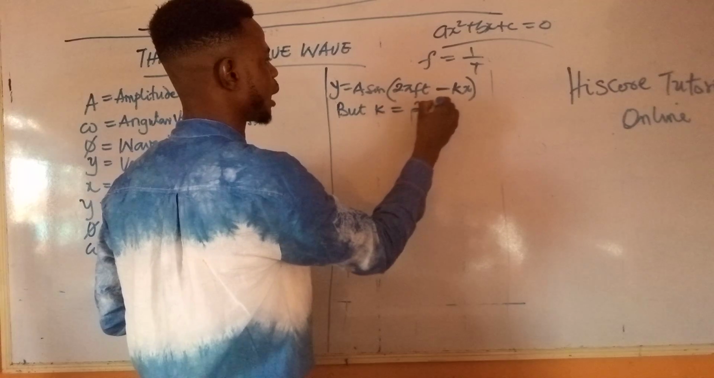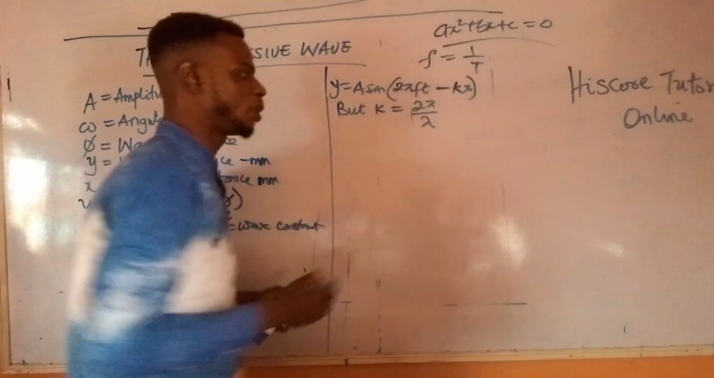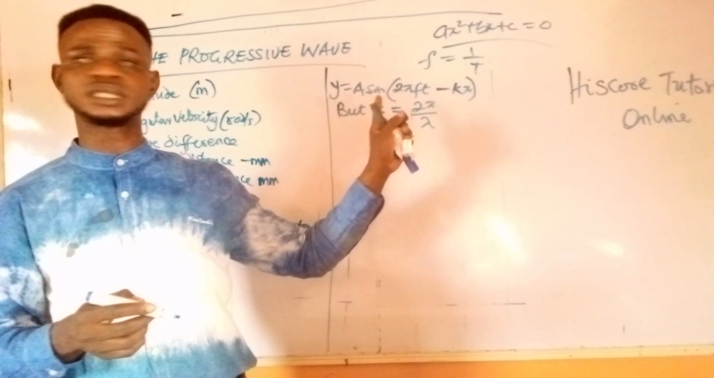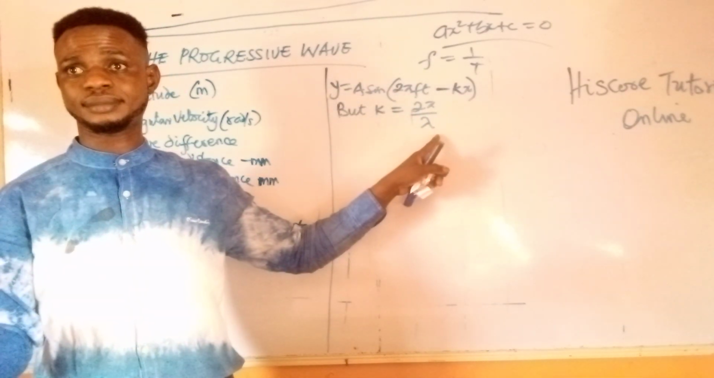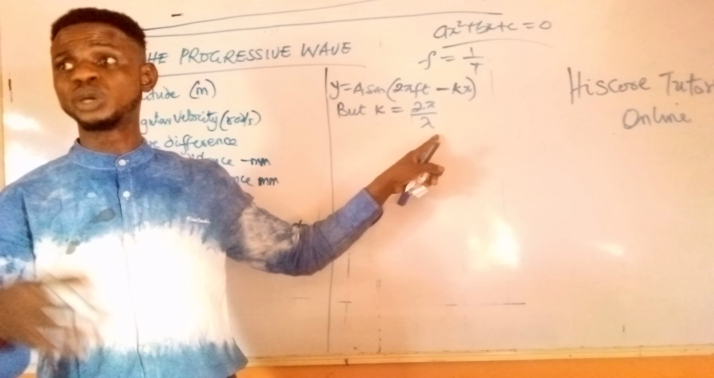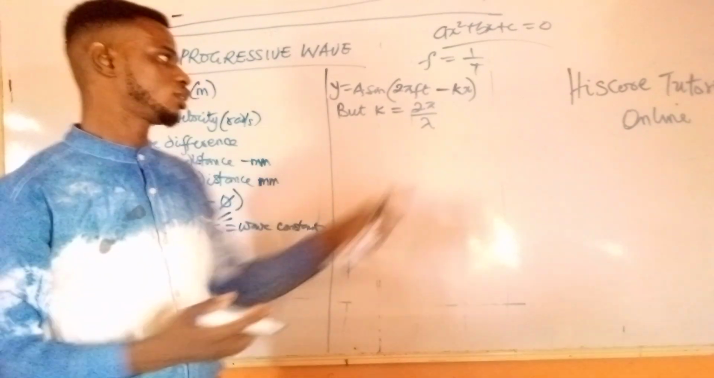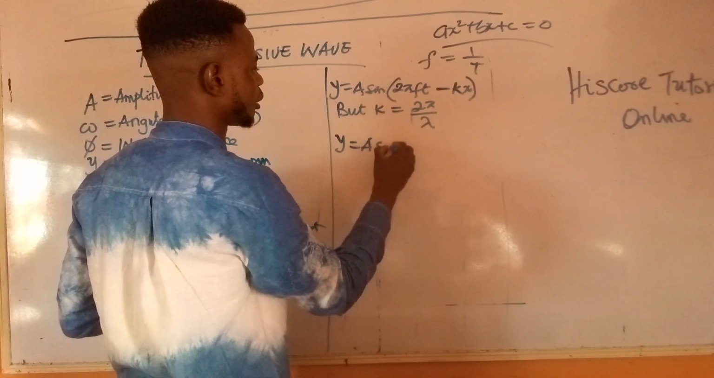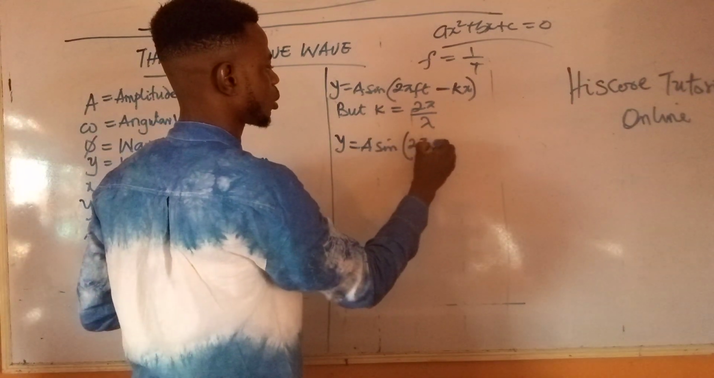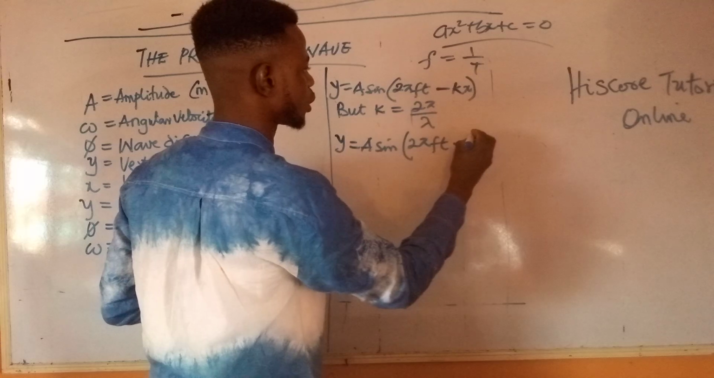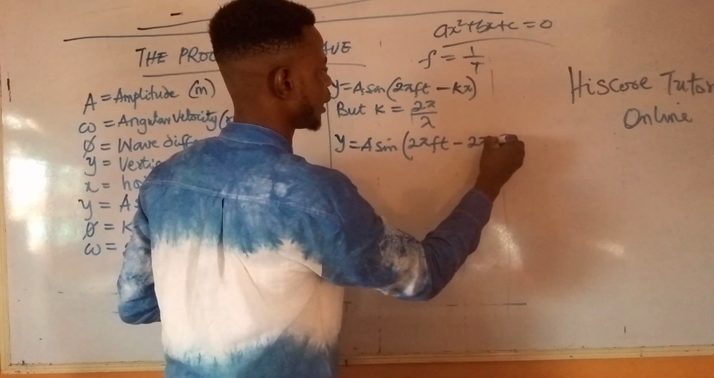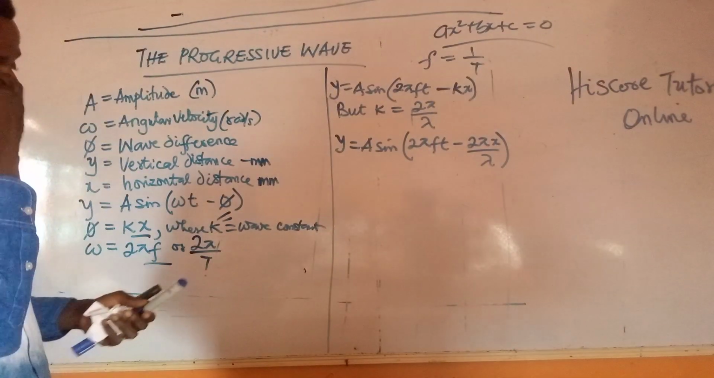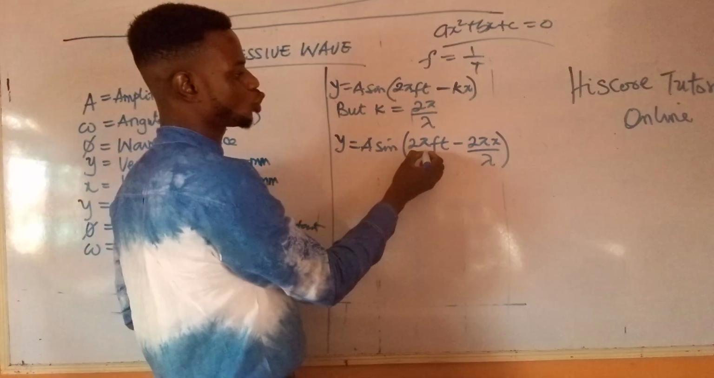Please don't forget all this. Try and know what it represents. What is lambda in wave? That is the wavelength. So putting this, you can have that y is equal to A sine open bracket 2 pi ft minus what? 2 pi x over lambda. Inside this bracket, 2 pi is common.